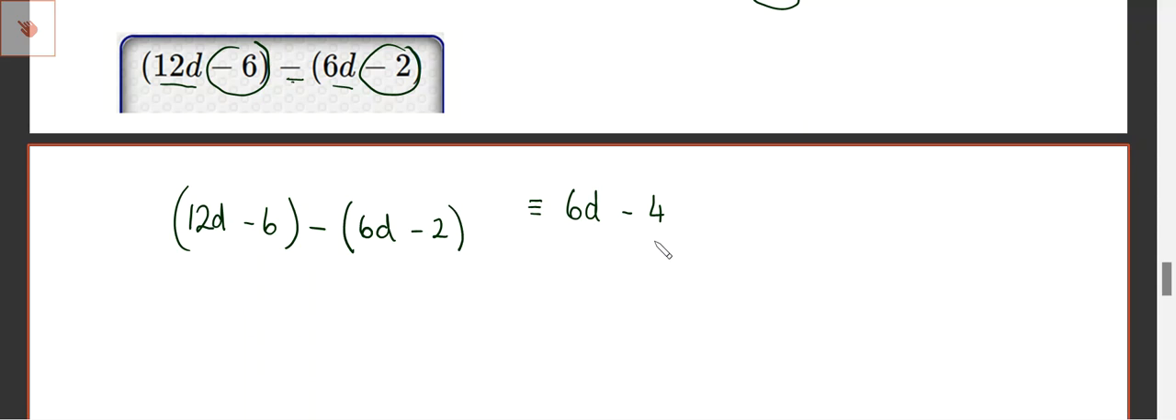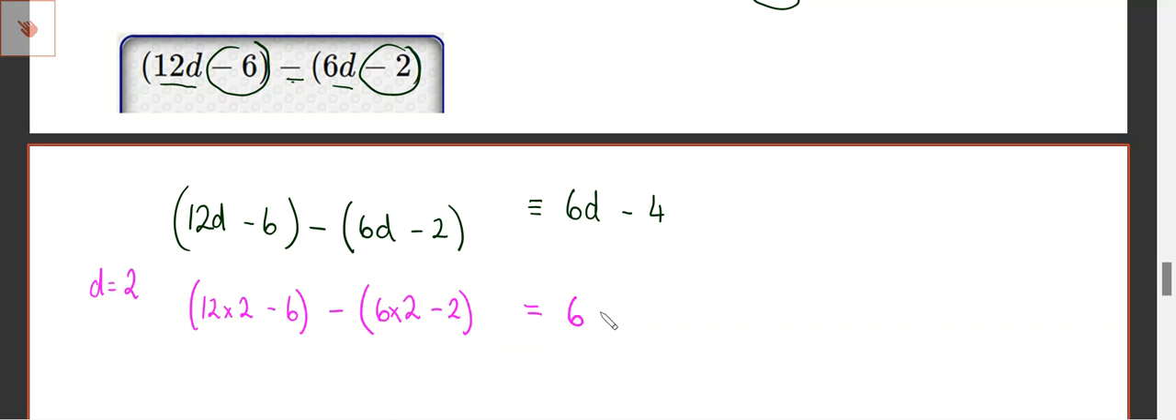So we think they're both the same. How do we prove it? We're going to do D equals 2. So we're going to do 12 times 2 minus 6 subtract 6 times 2 minus 2, which will hopefully equal 6 times 2 minus 4, if we're correct.